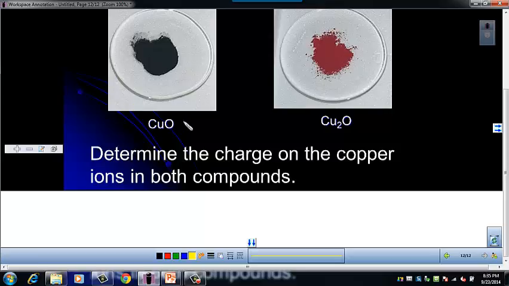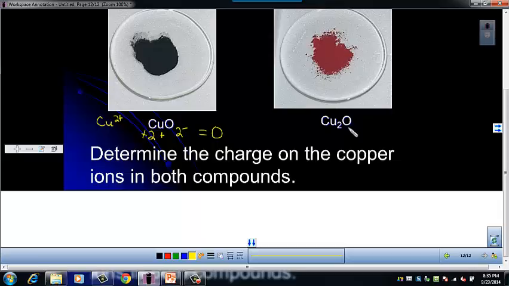We do, however, know the charge of the oxygen. The charge of the oxygen is 2-. And we know if we add up the two charges together that it's going to be a neutral compound because it's an ionic compound and they have to be neutral. So what would I have to add to -2 to make that neutral? Hopefully you're saying +2. So the copper in this black copper oxide is a 2+. Now look at this one.